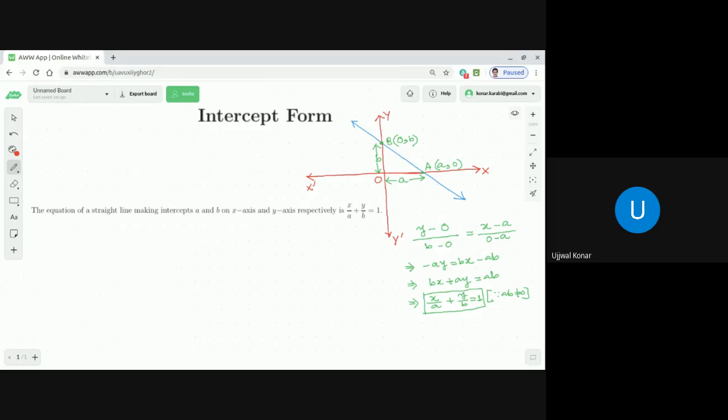Here also, both a and b are there. So we can have a greater than 0, b greater than 0; a greater than 0, b less than 0; b greater than 0, a less than 0; and a less than 0, b less than 0. We'll see all these cases.